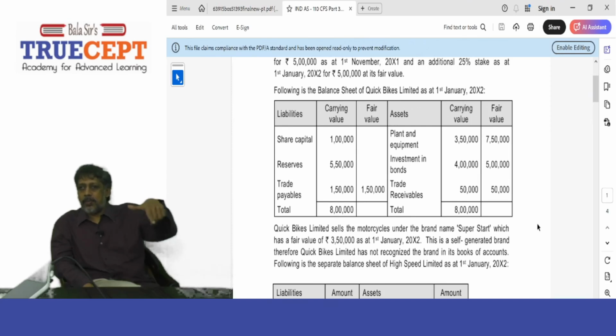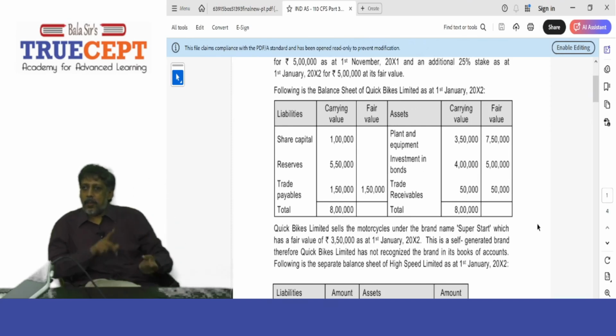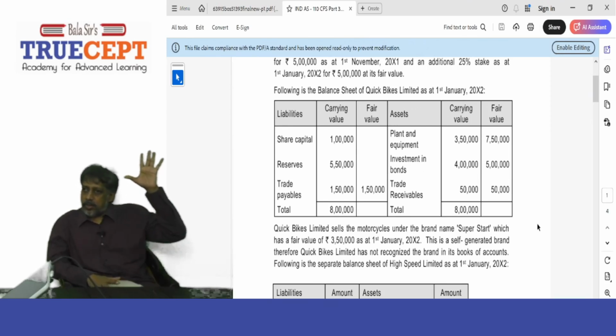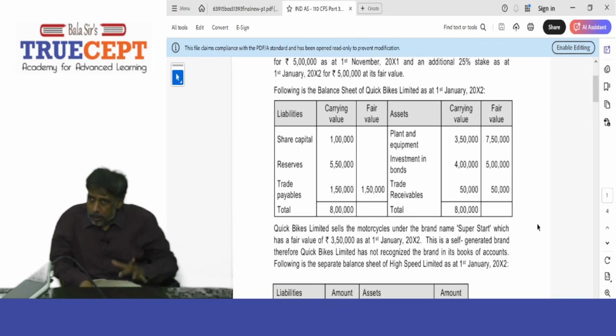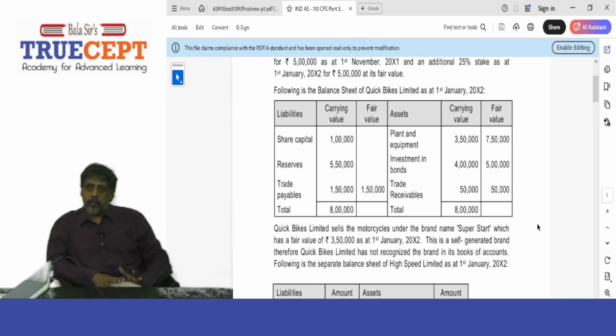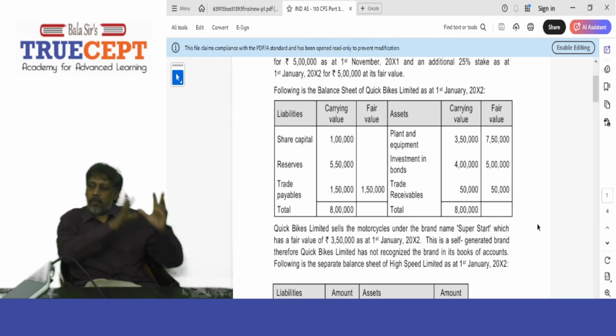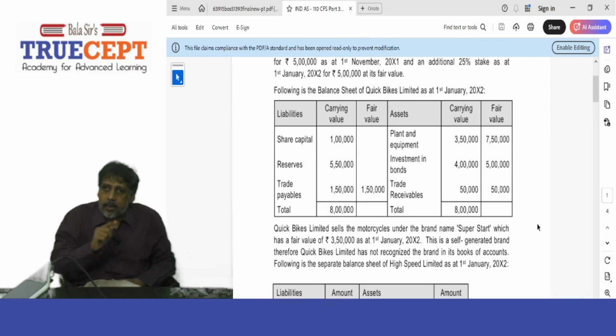What is the plant and machinery? 7 lakh 50,000. Plus how much is bonds? 5 lakh, that is 12 lakh 50,000. Add trade receivables 50,000, and then add brand, 3 lakh 50,000. That's a total of 16 lakh 50,000. From that you subtract trade payables, 1 lakh 50,000, book value, right? How much net assets? 15 lakh. Any other outside liability? No. 15 lakh is the fair value of net identifiable assets.